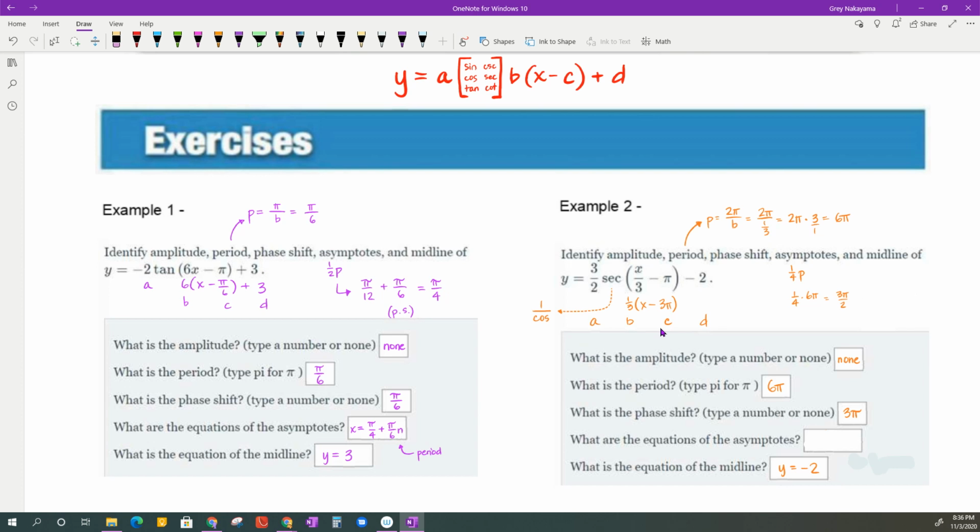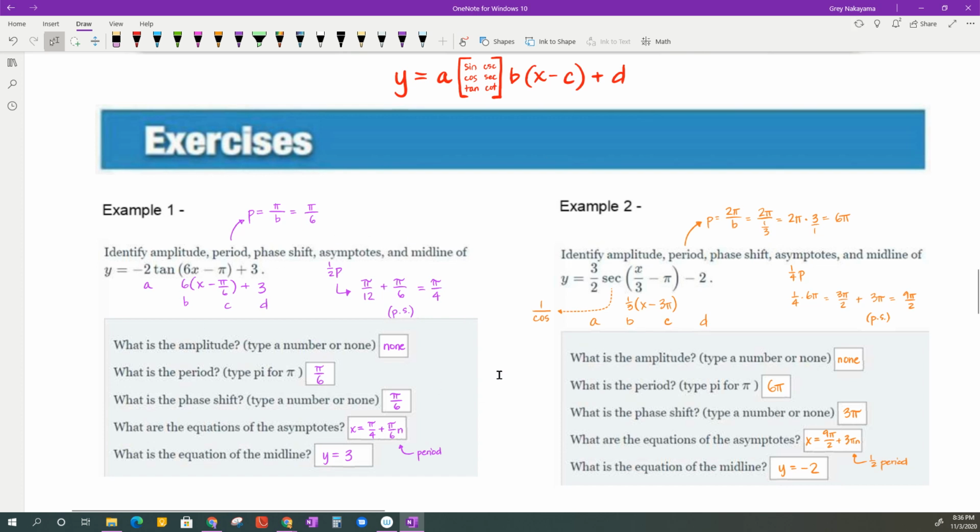And then I have to add my phase shift. Okay, my phase shift is C, so that's 3 pi. And 3 pi over 2 plus 3 pi is equal to 9 pi over 2. So I'm saying my asymptote equation is x equals 9 pi over 2. And the other thing, with the tangent and cotangent, you add the period, but with the secant and the cosecant, you add half the period. So that's half of my period, which is 3 pi. So I'm going to add 3 pi n. And n just takes care of all the asymptotes that you have.